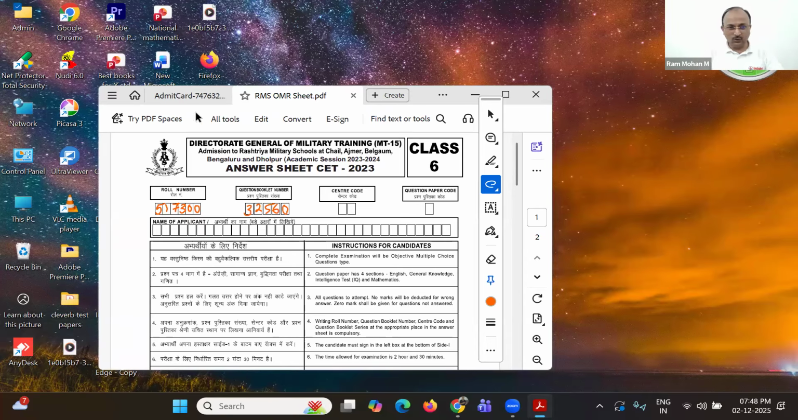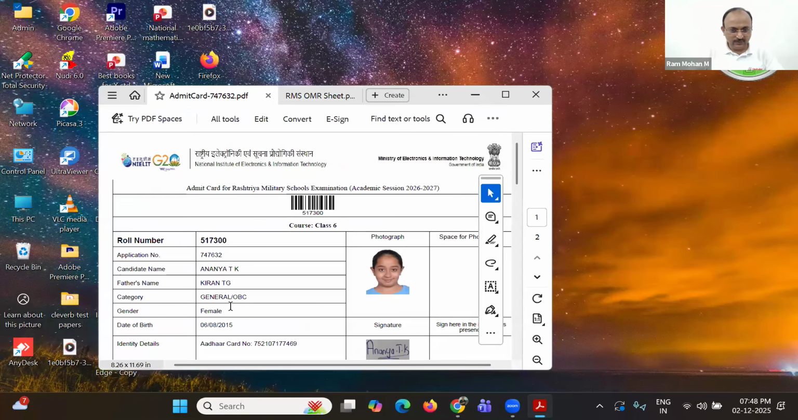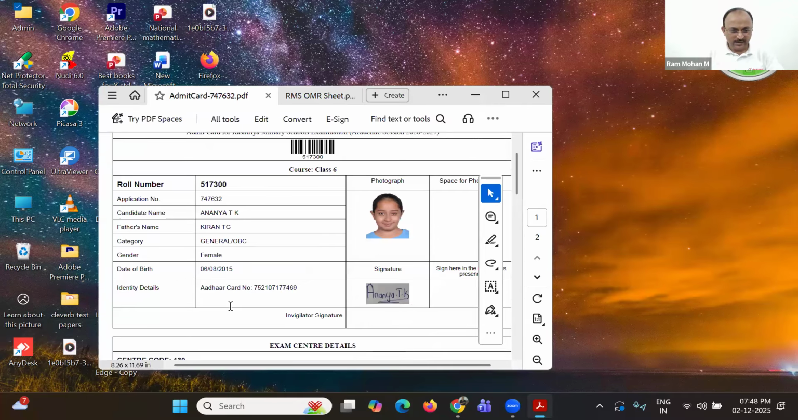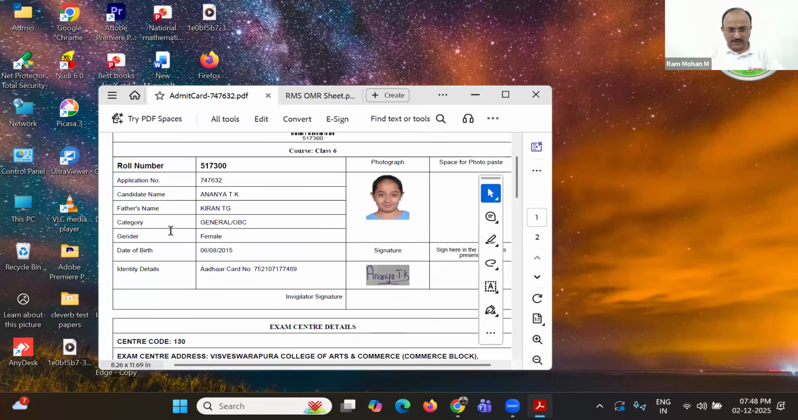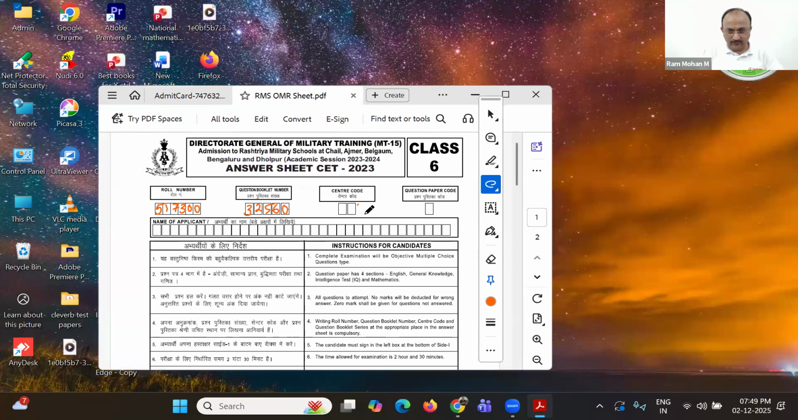Okay. Center code you have in your admit card here itself. You go to this. See, center code is 130. This year they have made it into 3 digits. So you will actually have 3 boxes there. Okay. So 130 you will fill here. But actually this one I have taken from 2 years back, so there were only 2 digits. Now we have 3 digits.